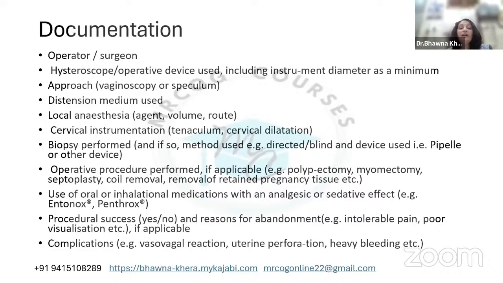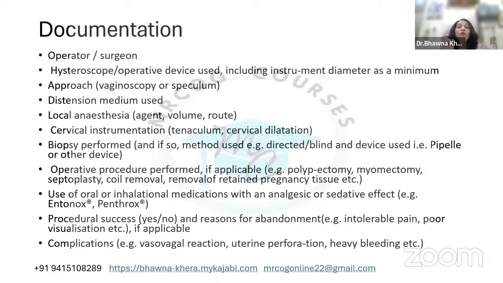Cervical instrumentation like tenaculum, cervical dilatation, whatever we are using here, we need to write that. Biopsy performed, and if so, method used. What is the method by which the biopsy was taken? Operative procedure performed, if any, also needs to be mentioned. If any inhalational anesthesia or analgesic or any sedative was used, then we have to mention that. Procedural success and reasons for abandonment: intolerable pain, poor visualization, etc., if applicable. What are the complications, like vasovagal reaction, uterine perforation, heavy bleeding, anything which happened?